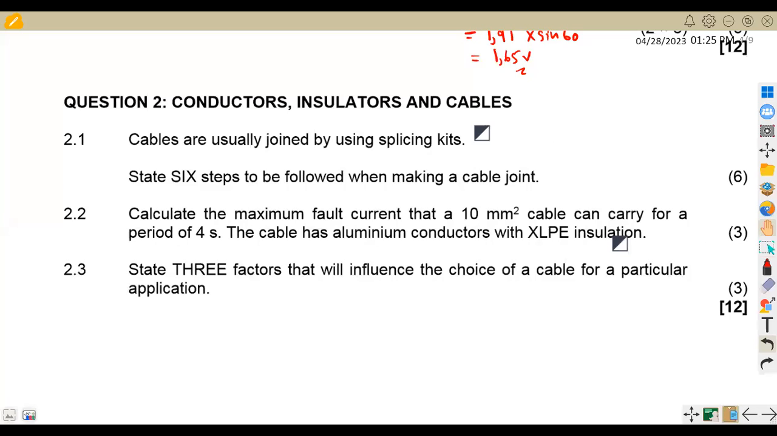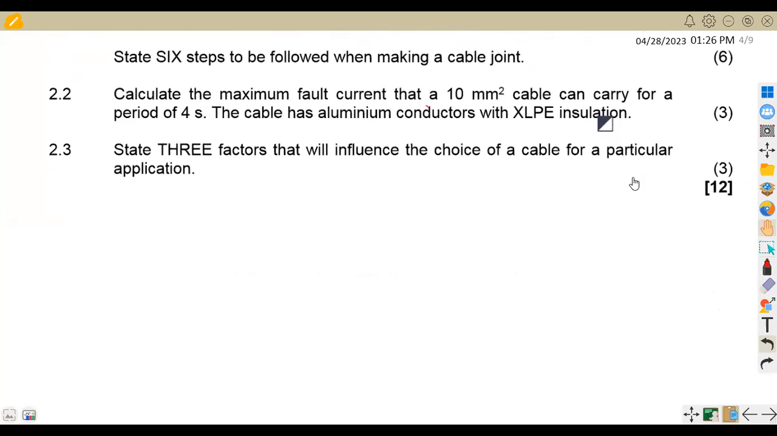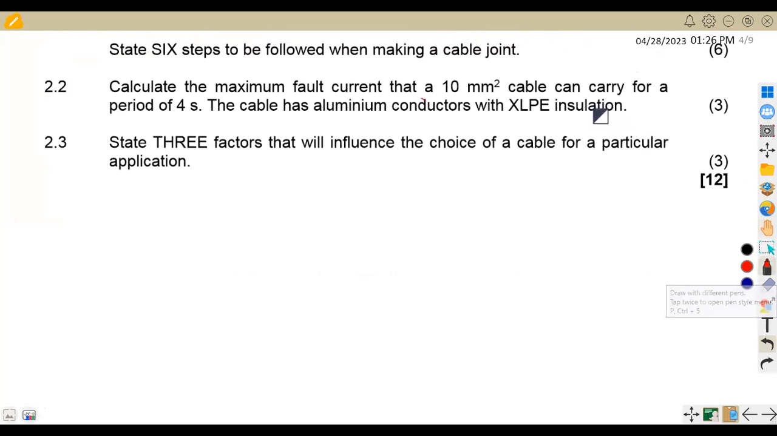Let's check what we are given on question 2.2, which is to calculate the maximum fault current. All right, so this is about the fault current. We are given the area of the cable. If you are calculating fault current, the formula is also given in your formula sheet: the fault current is equal to the copper and insulation factor times the area over the square root of time. This is your copper and insulation factor. This is your area, in square millimeters. Take note this time, area in square millimeters. This is your time in seconds.